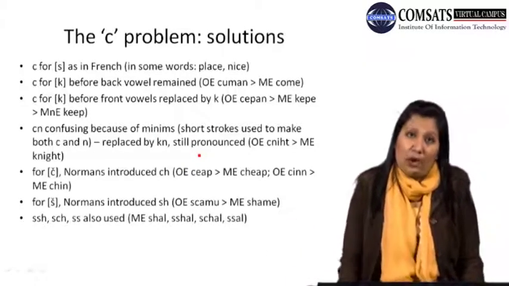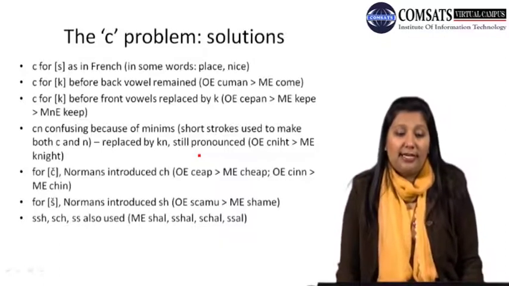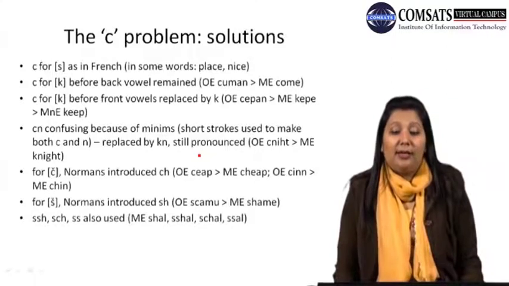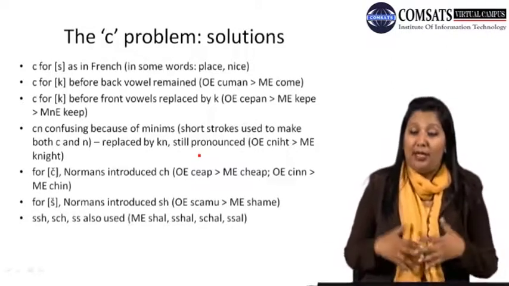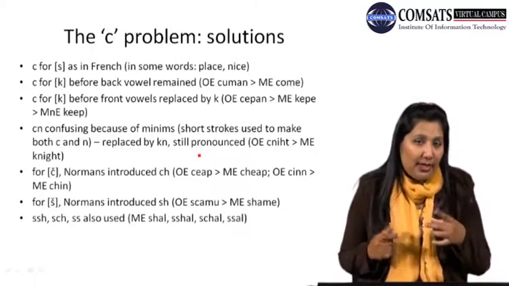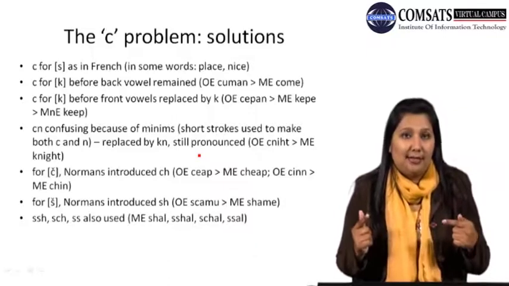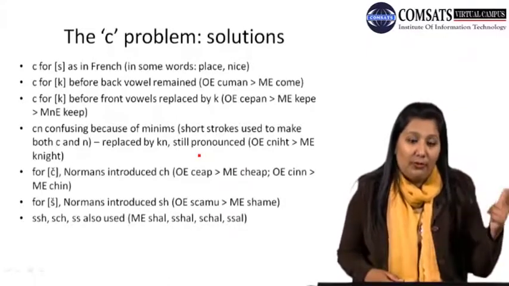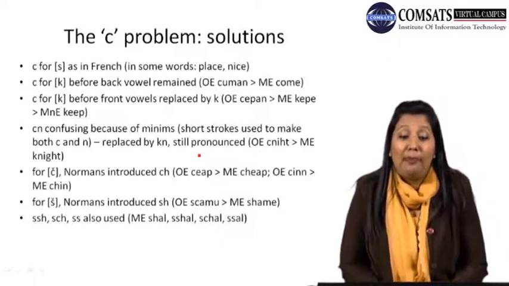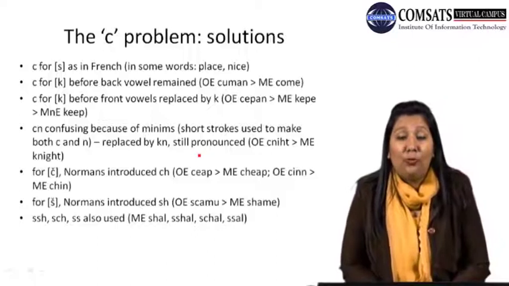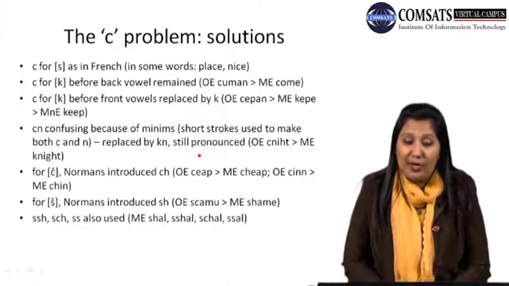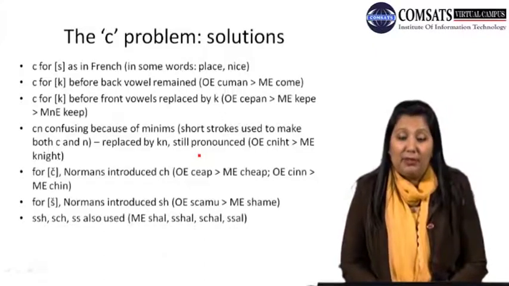There were some other problems and solutions for the C. When C was used for the s, as in French, in some words, for example place and nice, it would be pronounced as s, the same as it was used in French. When C was pronounced as k and was before a back vowel, it remained, for example in cumin, Middle English come. C for k pronounced before a front vowel was replaced by the k.